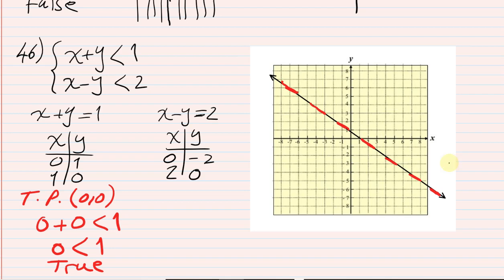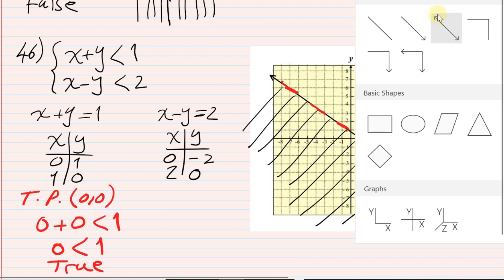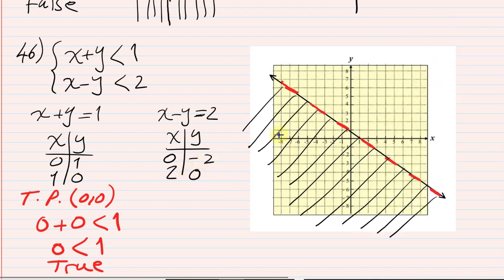So that means I'm going to go in this direction. Okay, so there's my shading. Now let's draw the second line. For this second line, it's 0, negative 2, so 0, negative 2 would be this point. And the other one is x is 2, y is 0. That's this point. And I'm going to extend it in this direction and extend this one in this direction.